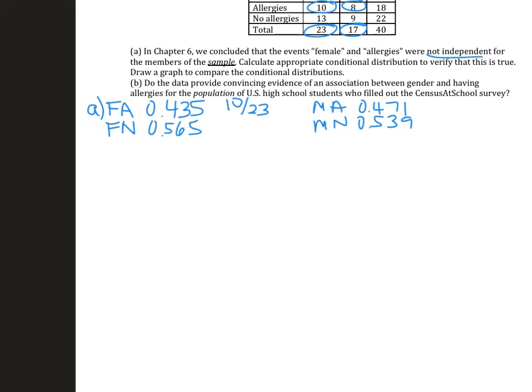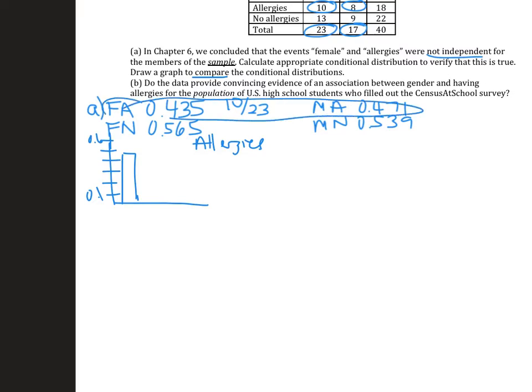So they want us to draw a graph to compare the conditional distributions. So we'll go ahead and draw a graph. Don't forget title, label, tick, tick, tick. So we could call this allergies. Let's go 1, 2, 3, 4, 5, 6, so that's 0.6, 0.1's here. So the females with allergies is 0.43, right about here. And we can compare that to the males with allergies. We can put 0.47, it's a little bit higher. And then don't forget to color it in and make a key.